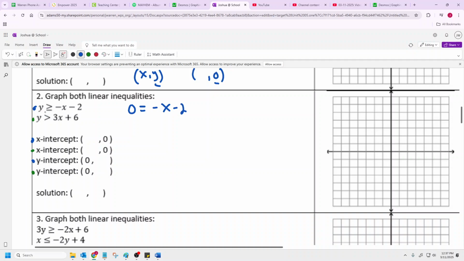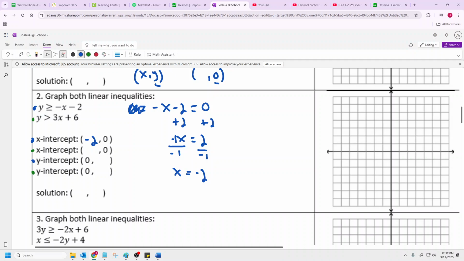So the first equation, I'm plugging in 0. I don't like my 0 on that side, so I'm going to switch it to the other side. And now I'm going to solve for x. I'm going to add 2 to both sides. That's no big deal. And I get negative x equals 2. Now there's an invisible 1 right here, so that says negative 1 times x. You're going to divide that out, and you get x equals negative 2. So for our x-intercept, we have negative 2.